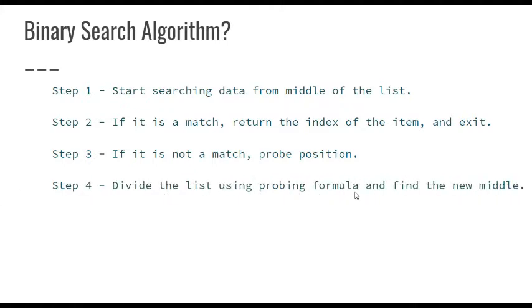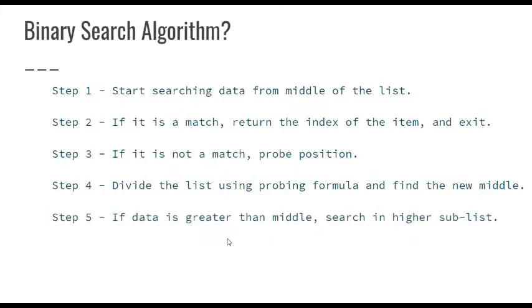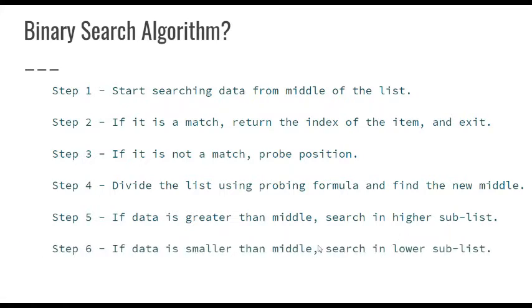Divide the list using the probe formula and find the new middle. If our middle element is not found, divide the list another time and we get another new middle. In step 5, if data is greater than the middle, then search in the higher sublist. And if data is smaller than the middle, then search in the lower sublist. Repeat this step until our element is found in the list.